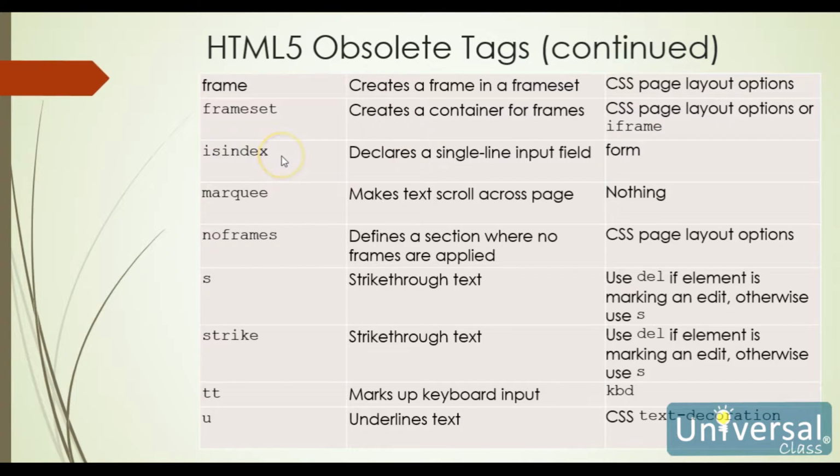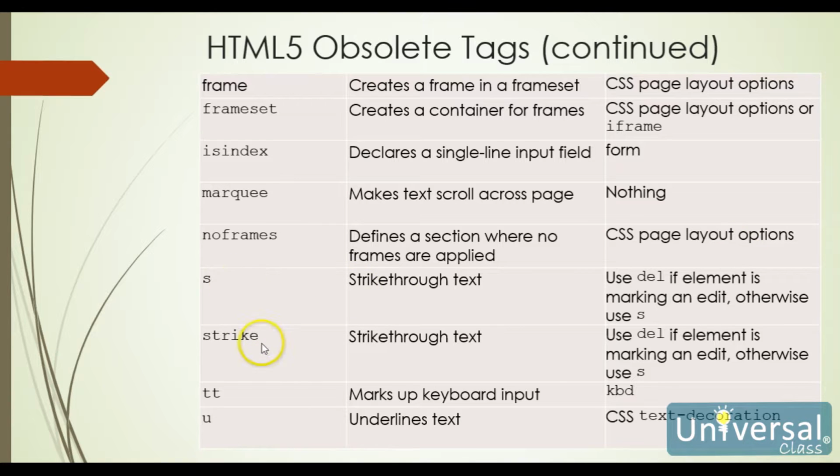We had an IS index which declared a single line input field on a form. Now we are actually going to simply make this part of the form. We had a marquee, which was the element that made text scroll across the screen. Most people don't like the marquee. It is declared to be not conforming with disabilities, so therefore we should be using nothing. We don't want to do a marquee. The no frames, this was if I was using a frame set, what should be displayed if their browser didn't support frames. Now we use the CSS page layout options.